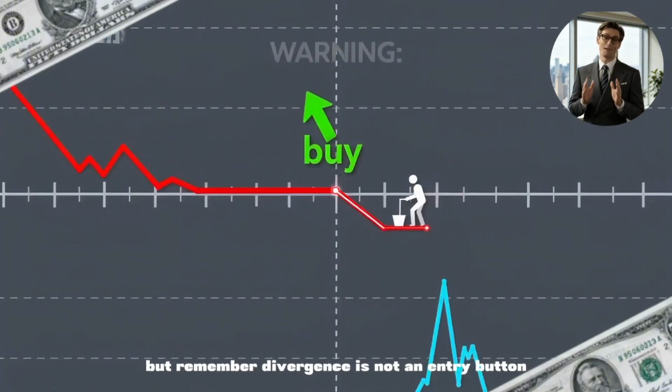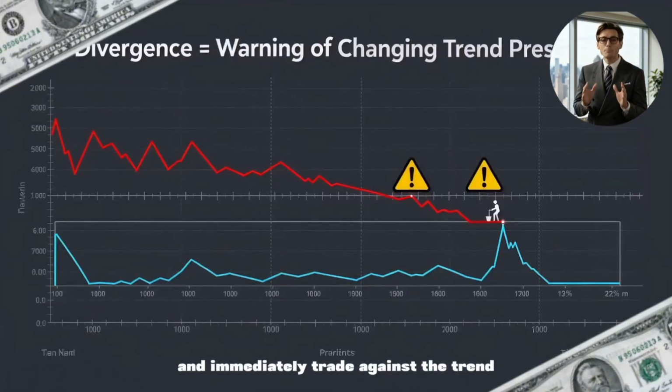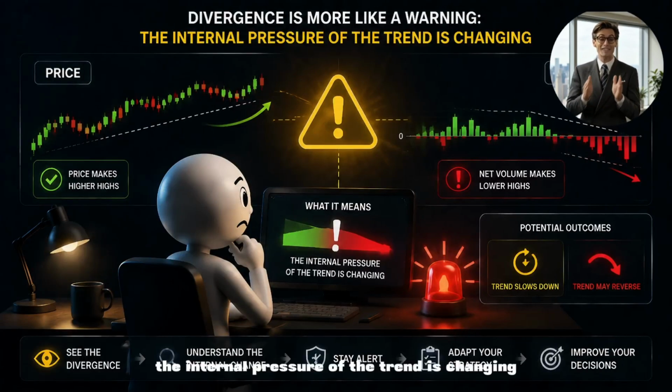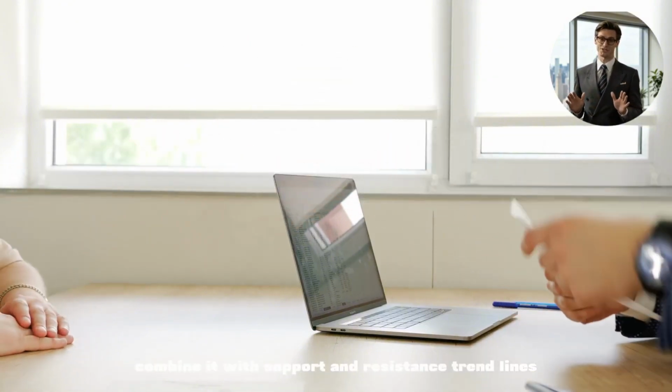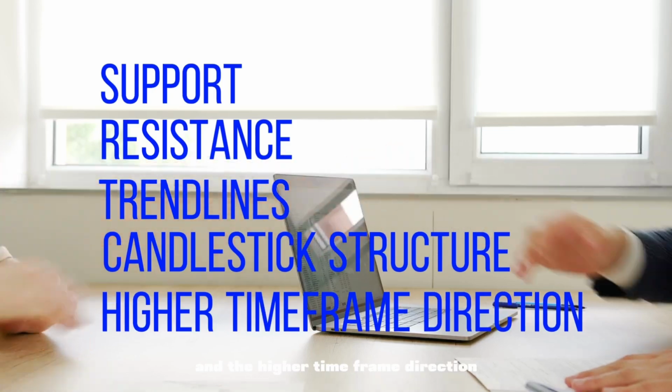Divergence is not an entry button. Many traders see divergence and immediately trade against the trend. That is risky. Divergence is more like a warning. The internal pressure of the trend is changing. For actual decisions, combine it with support and resistance, trend lines, candlestick structure, and the higher time frame direction.